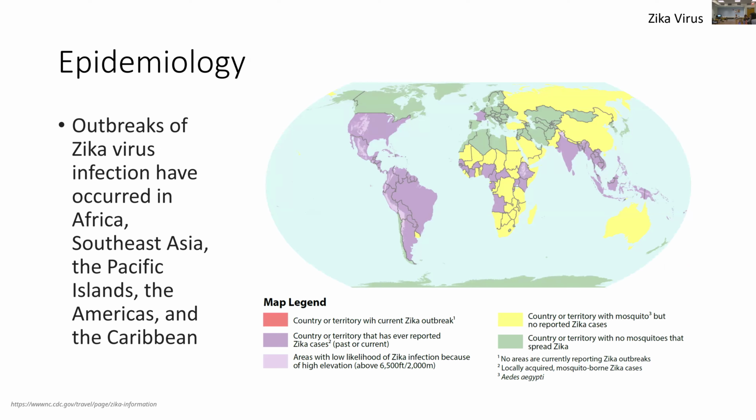So for the epidemiology of Zika, outbreaks of Zika virus have occurred in Africa, Southeast Asia, the Pacific Islands, the Americas, and the Caribbean. The CDC keeps a wonderful website tracking where there are current outbreaks. Currently, there are no outbreaks right now. Purple shows areas where there have been reported Zika cases, past or current. Light purple is areas that are unlikely. Yellow is areas that have the mosquito, but no reported cases of Zika, and green is no need to worry about Zika.